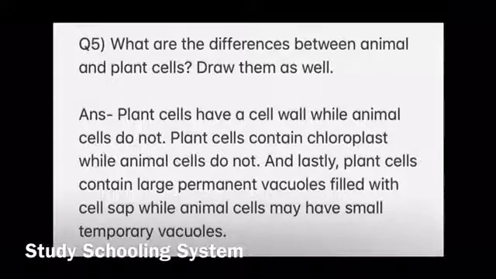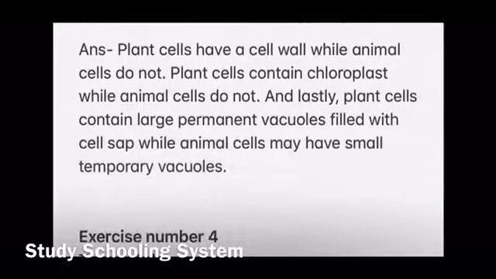Your last question is, what are the differences between animal and plant cells? Draw them as well. The answer to that is, plant cells have a cell wall while animal cells do not. Plant cells contain chlorophyll while animal cells do not. And lastly, plant cells contain large permanent vacuoles filled with cell sap, while animal cells may have small temporary vacuoles. So that is pretty self-explanatory, and hopefully you kids have no doubts.